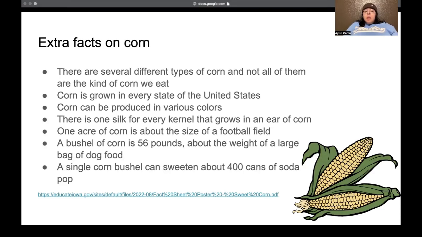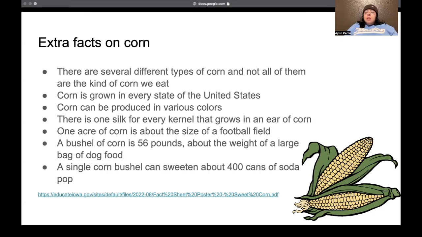Corn is grown in every state of the United States. Corn can be produced in various colors, in which these consist of blackish, bluish gray, purple, green, red, and white, but the most common produced is yellow. There is one silk for every kernel that grows in an ear of corn.